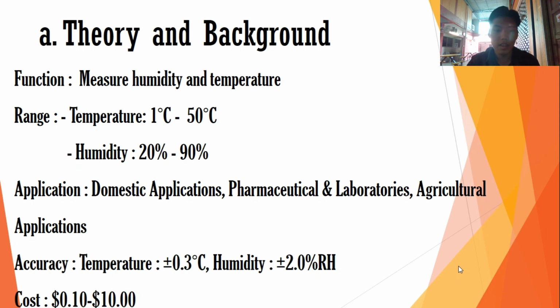Its cost between 10 cents and to $10. But I got it for like 7 ringgit.